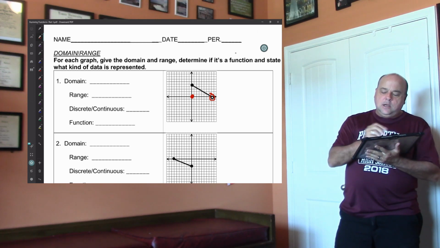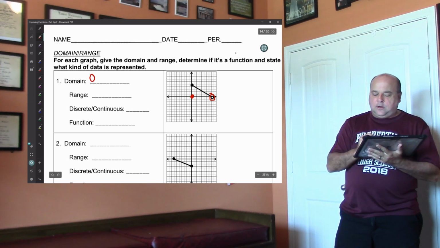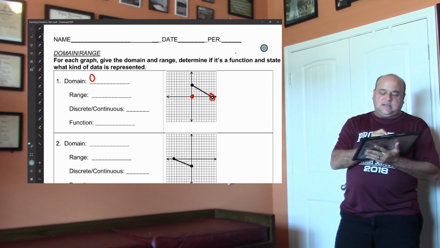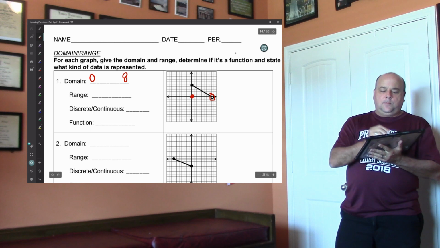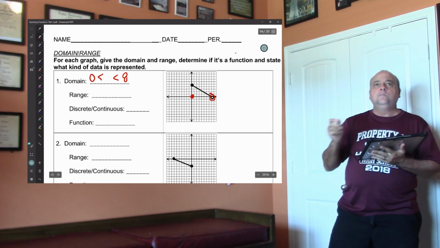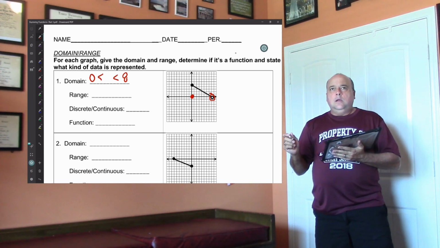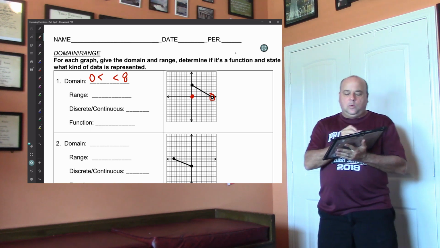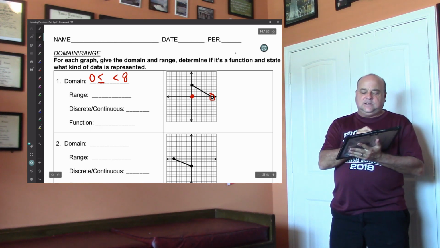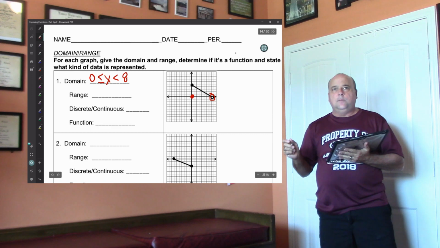So the domain goes from 0, and let's count over. 1, 2, 3, 4, 5, 6, 7, 8. Let's make this 8. Okay, then we're going to put 2 less than symbols. And now the 0 will get a less than or equal. The 8 stays less than, and the x is for your domain.